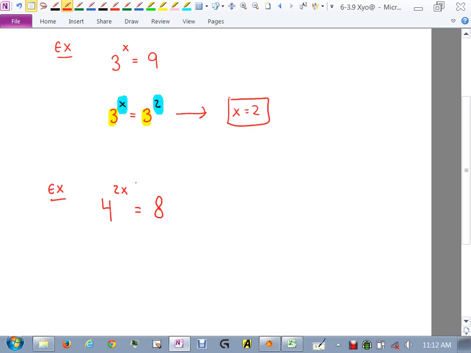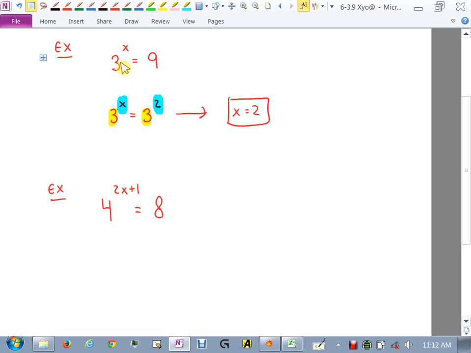Let's just make that 2x plus 1, just for fun. I don't think anyone here is going to be able to tell me 4 to anything is 8. I know 4 times 2 is 8, but that's not what's happening here. We're raising 4 to something. So what we need to try and do is maybe write this as having the same base.